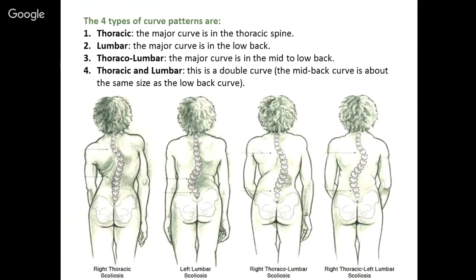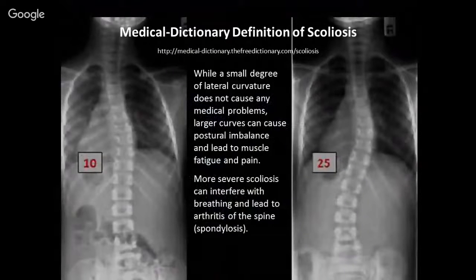And so then we can look at the medical definition a little more in depth. So while a small degree of lateral curvature does not cause any medical problems, larger curves can cause postural imbalance and lead to muscle fatigue and pain. More severe scoliosis can interfere with breathing and lead to arthritis of the spine.